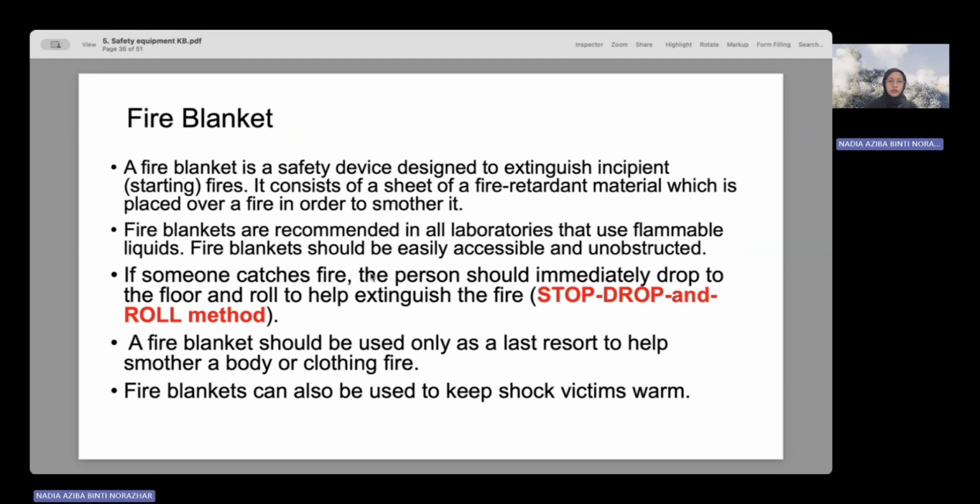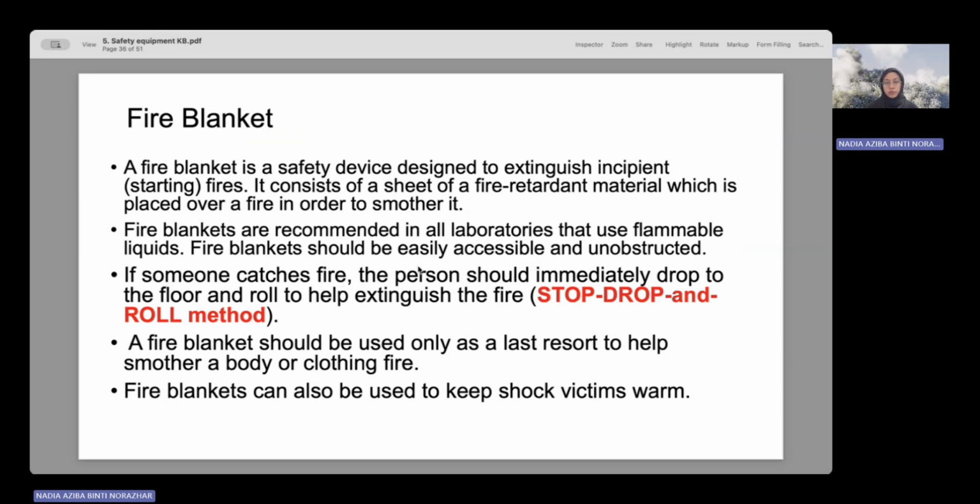Next, we'll be discussing the fire blanket. It is a safety device designed to extinguish incipient starting fires. It consists of a sheet of fire retardant material which is placed over a fire in order to smother it. It is recommended in all labs that use flammable liquids. It also should be easily accessible and unobstructed, so it is easy to find and quick to be used.